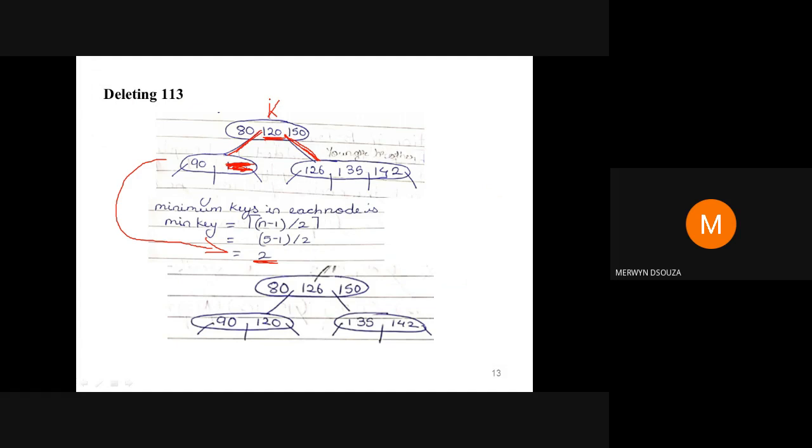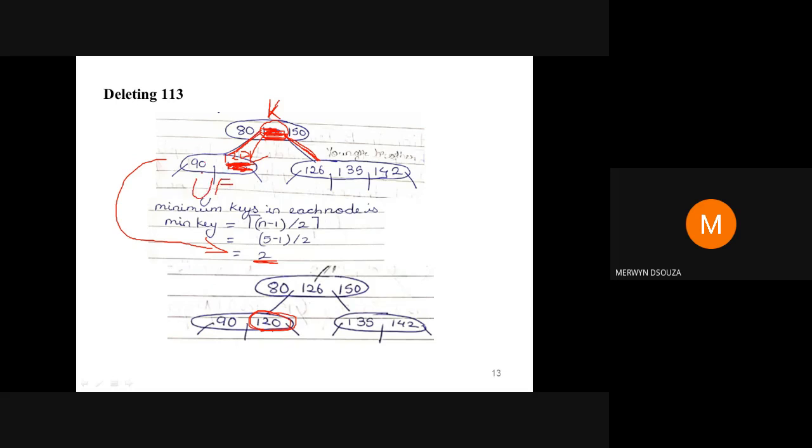Okay, we are calling this the key K, the value that separates the two brothers. We take this value and push it down here. So you can see here 120 has come down in place of 113. Once we place this 120 down, this value here is blank, nothing is there. So after pushing this 120 down to this underflow node, this is the underflow node.